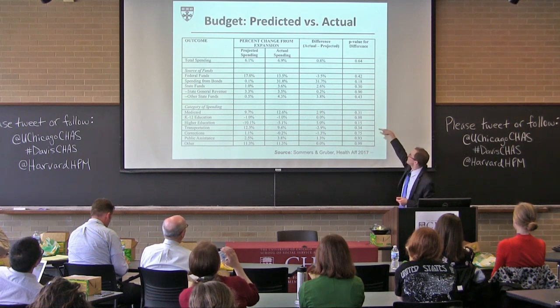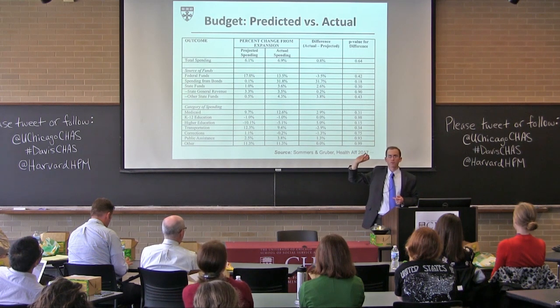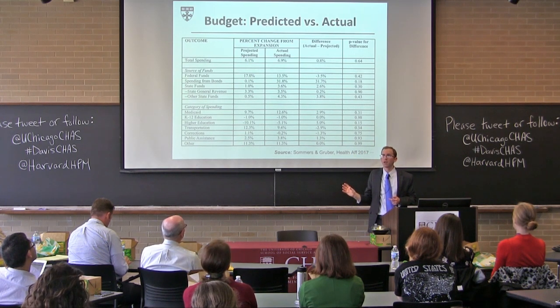And you see that none of them are significantly different. So basically total spending, Medicaid spending, state funding versus federal funding, the projections are pretty good. But that's in the aggregate.